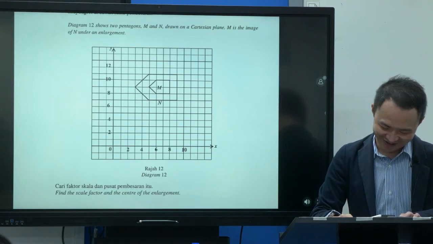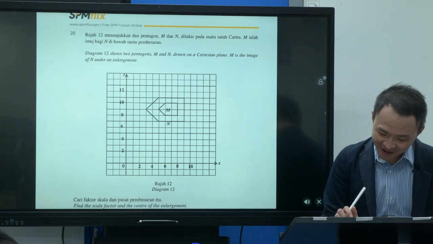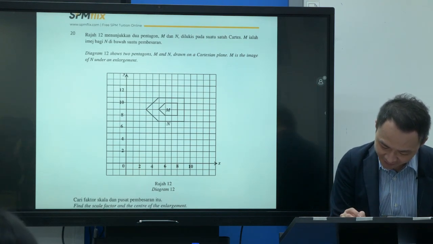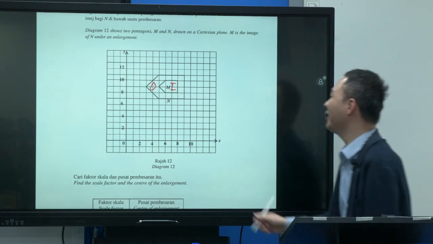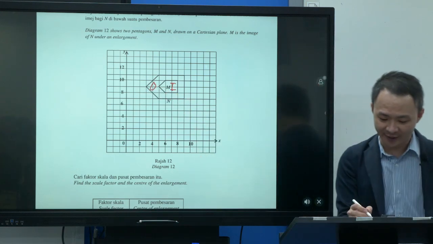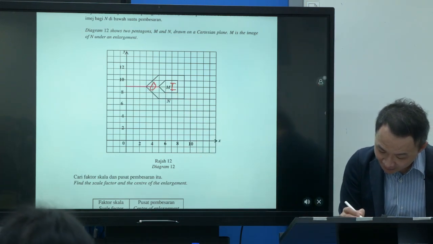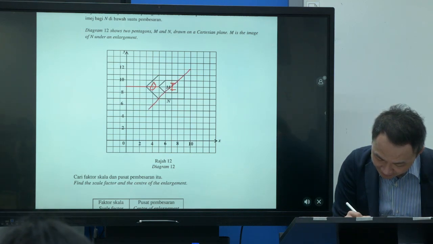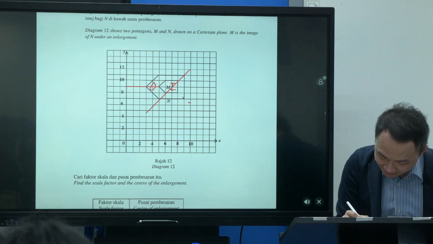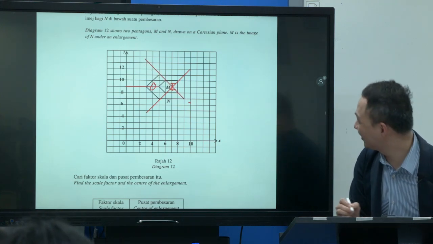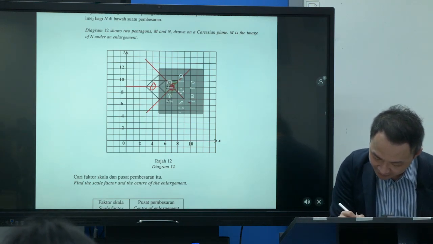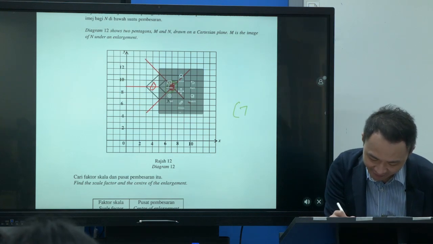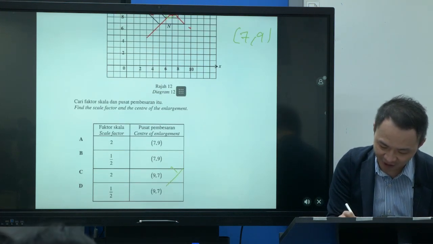Okay, let's do one more. Which one is image, which one is object? M is the image of M. So this is image, outside is object. So based on this one, we want to find the center point, connecting point to point. If I connect like that, and like that, and like that, you can see the center is at the middle, right? So this is the center point. So center will be 7, 9.